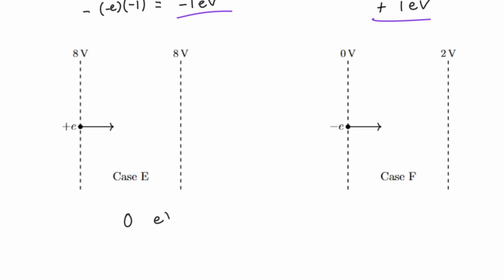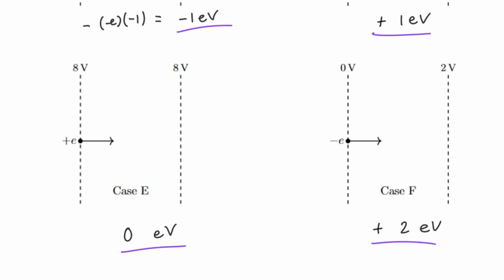So this would be 0 eV of kinetic energy change. So it neither speeds up nor slows down. And then case F, well, my electron goes uphill, which it likes, and it's doing that for 2 volts. So this actually gains 2 eV of kinetic energy.